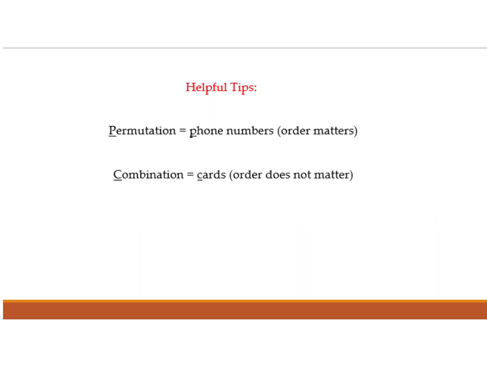All right, helpful tips. A permutation starts with the letter P, and one way of remembering that is dealing with a phone number, and a phone number order matters. It makes a difference in which number comes first, second, third, fourth, and so on. Okay, combination starts with the letter C. You can think of that as being cards, and order does not matter.